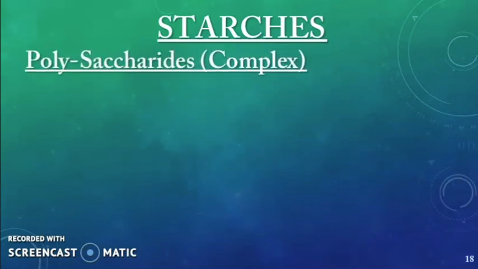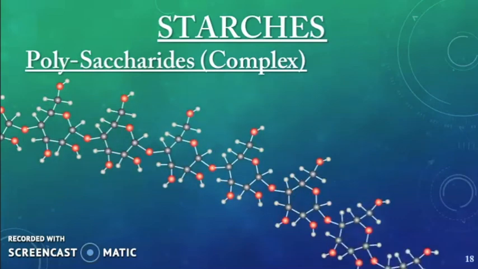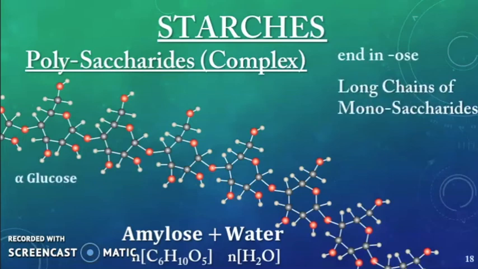All right. So the next thing we're going to look at is starches. Now, these are going to be more complex, and these are called polysaccharides. So we talk about poly, we mean many, right? So a polysaccharide or a starch is going to be a long chain of simple molecules, or not simple, but simple sugars. So this one happens to be called amylose. Again, just like all of our others, they end in OSE. They're long chains of monosaccharides. In this case, they're long chains of alpha glucose molecules.